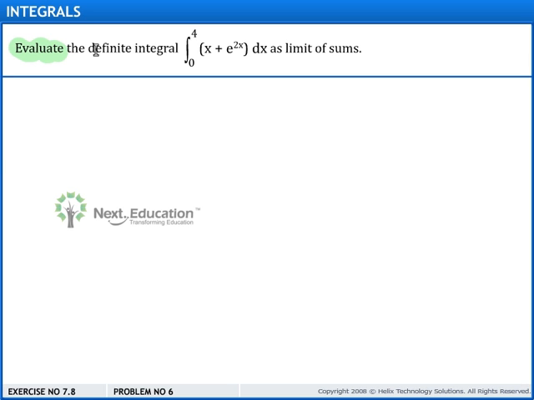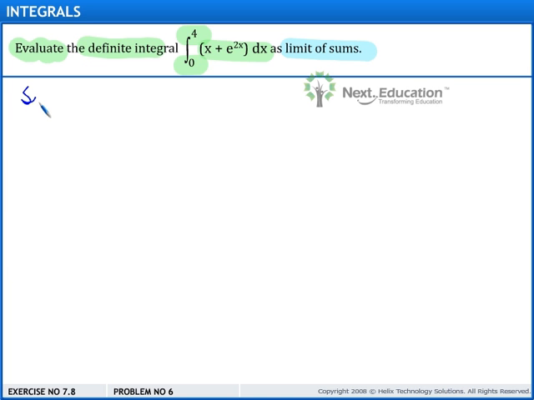We have to evaluate the definite integral of x plus exponential raised to the power 2x dx from 0 to 4 as the limit of sums. Let's begin with the solution, and we have to find the value of this integral.